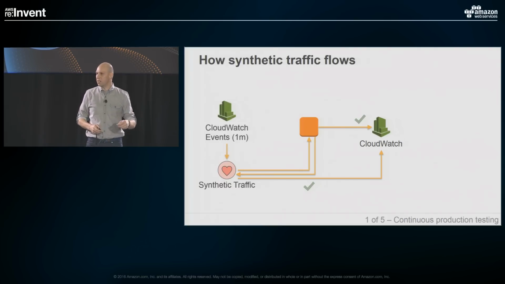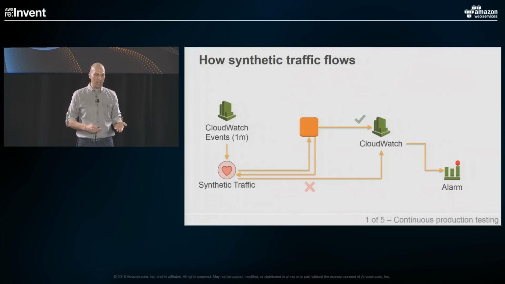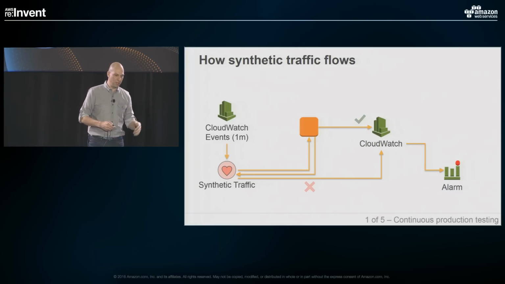We can invoke these tests every minute, and we're going to be doing that with CloudWatch events. And if we have a deployment that has a problem, and we have a regression in our business-critical functionality, then we can send that message back to CloudWatch and alarms can fire.